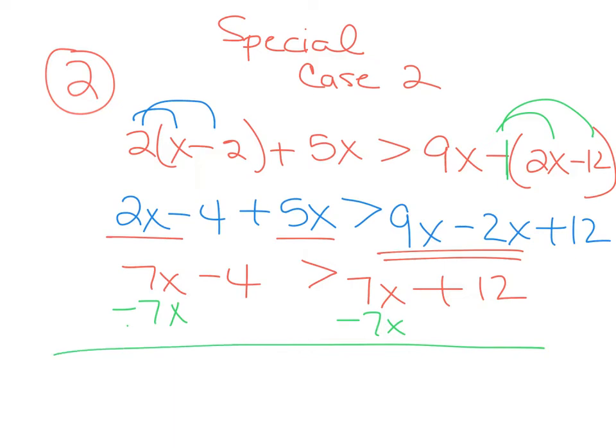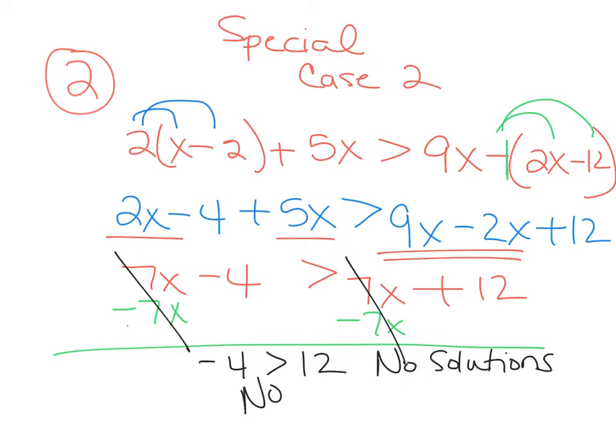And then again, if you notice, the variables totally cancel out. And this time we get this: negative 4 is greater than 12. Just like the last one, we're going to ask ourselves, is this a true statement? Is negative 4 greater than 12? Well, this time the answer is no, it's not a true statement. In the last problem, it was a true statement. In this one, it's not. So since negative 4 is not greater than 12, the answer to this problem is no solutions.